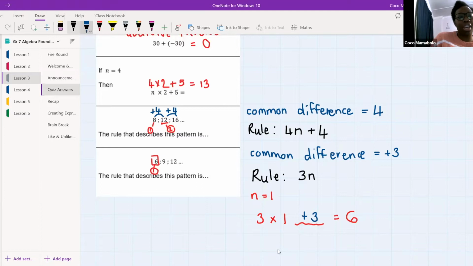So what do I need to add to my rule? My rule is going to be 3n? +3. Plus 3. You are such a rock star. Excellent. Okay. Awesome. Thank you so much. That was very well done.